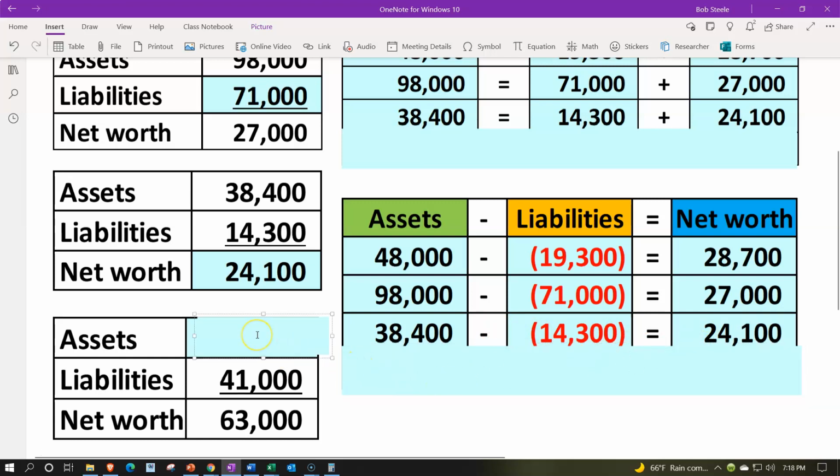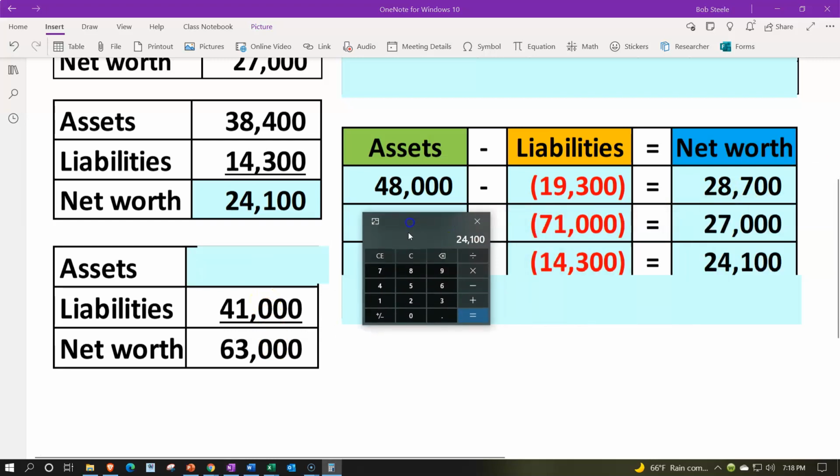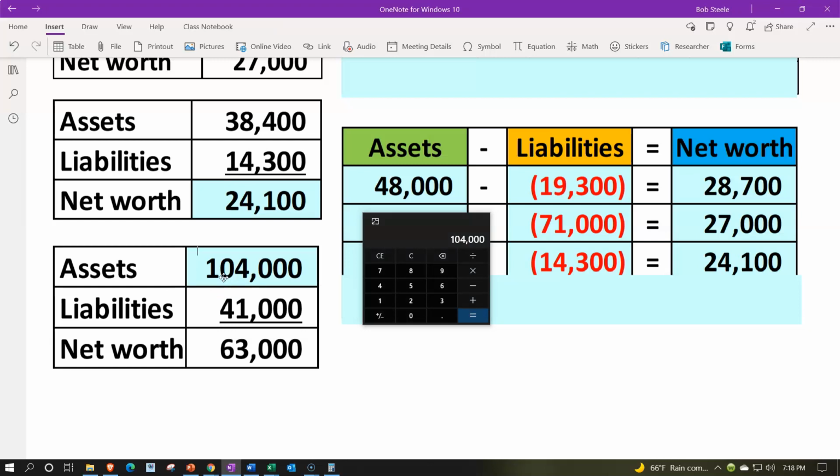This one, lastly, has the assets as the unknown. They gave us the liabilities and the net worth. If we line it up vertically, I'd say, okay, this number, whatever it is, minus 41,000 has to equal the 63,000. So I'd have to take the 41,000 plus the 63,000 to back into this top number, which must be 104,000. I'll double check by taking that 104,000 minus the 41,000.